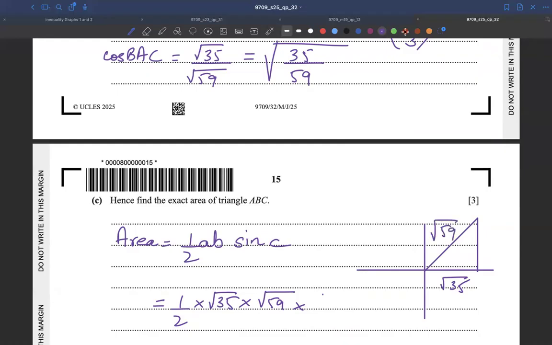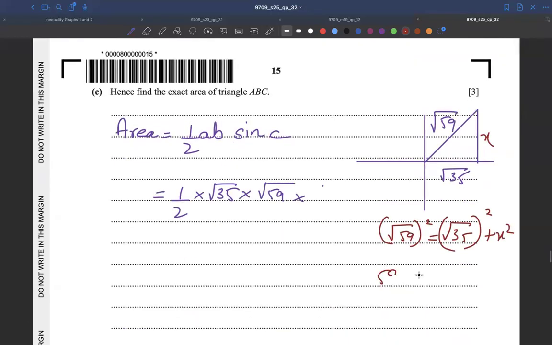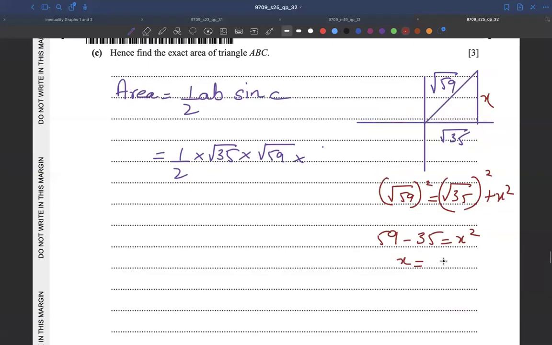So now applying Pythagoras theorem, root 59 whole squared would be equal to root 35 whole squared plus the opposite. So let's call this x squared. So this will become 59 minus 35 equals x squared. So x would be equal to root 24. Now, once we have this value as root 24 over here, we can write sine of C would be root 24 upon root 59.